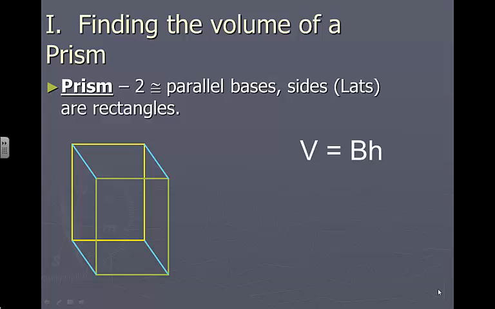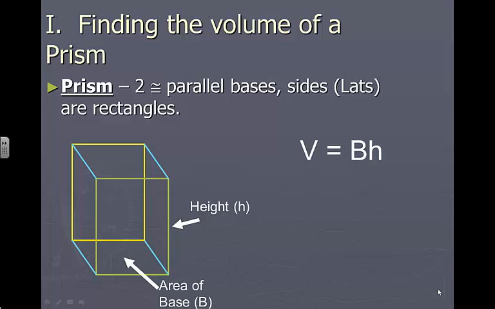Finding the volume of a prism. A prism has two congruent parallel bases. Sides are rectangles, okay? And the volume equals area of the base times the height. So make sure you write that down and have that in the list of equations you should be writing down. The height is obviously the height of the prism.